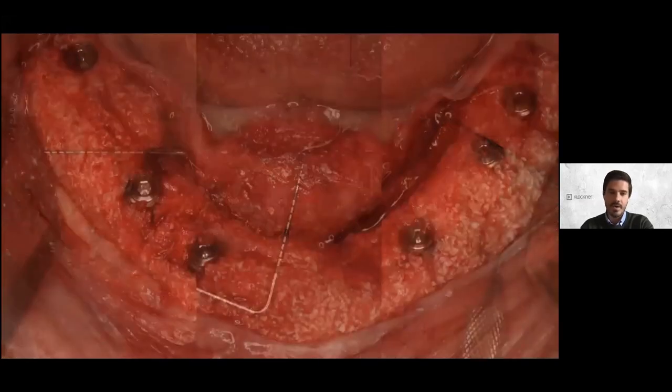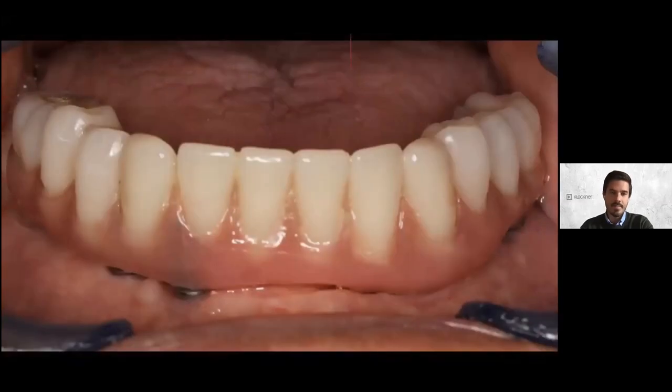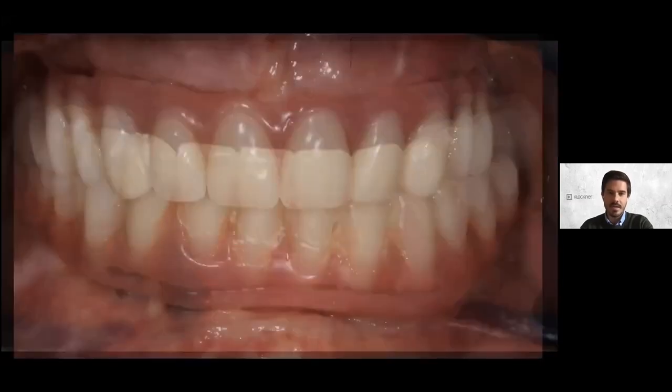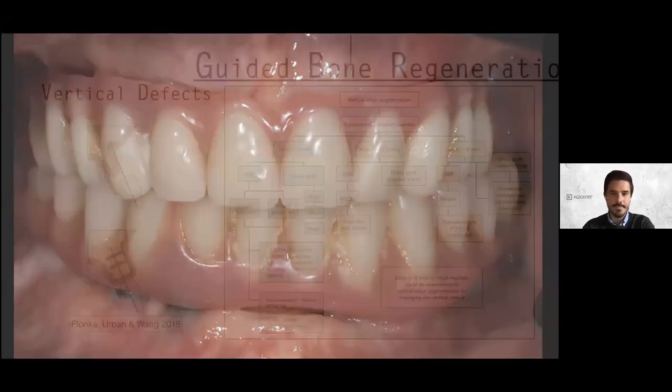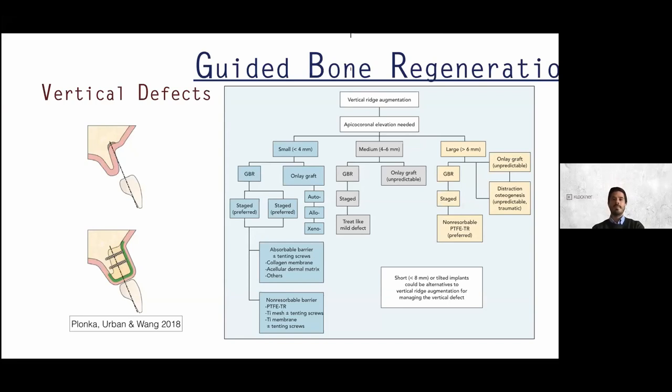We are placing our implants. This is the provisional restoration in the upper jaw and also in the lower jaw. This patient right now is going through the final prosthesis, expecting to do some free gingival graft on this side and also this side. Let's go for the vertical bone augmentation. We have three different situations that we will discuss later.